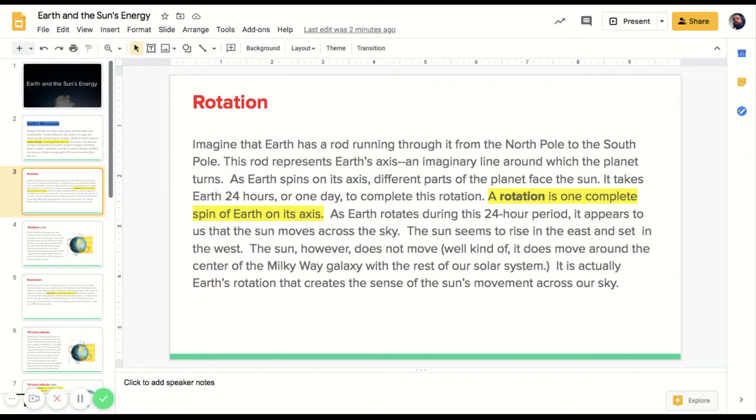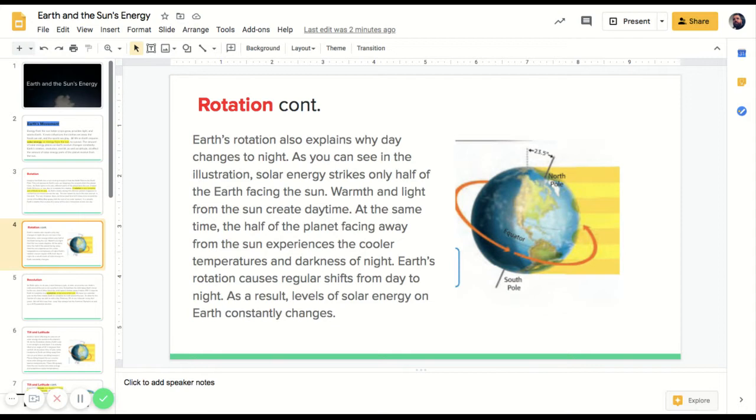As Earth rotates during this 24-hour period, it appears to us that the sun moves across the sky. The sun seems to rise in the east and set in the west. The sun, however, does not move. Well, kind of. It does move around the center of the Milky Way galaxy with the rest of our solar system. It is actually the Earth's rotation that creates the sense of the sun's movement across our sky.